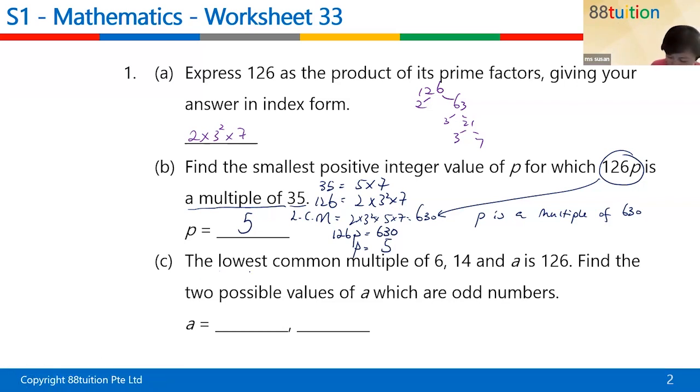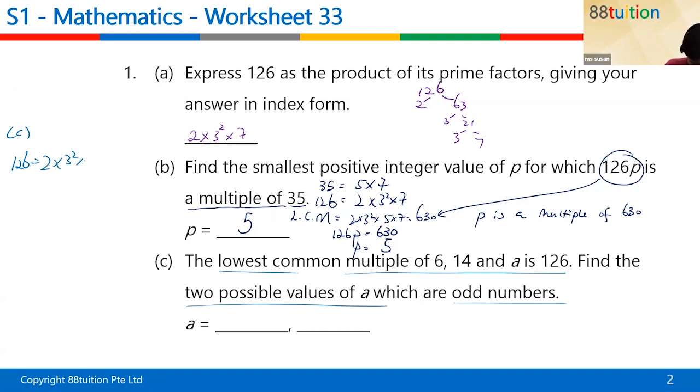So next question, the lowest common multiple of this is 126. Find the 2 possible values of A which are odd numbers. So just now we have 126, okay? We know that. Part C, I will follow from the top answer. And I have 6 and 4 also. Put them into prime factorization. So what is the lowest common multiple that you can get from here? I think we look for A first.